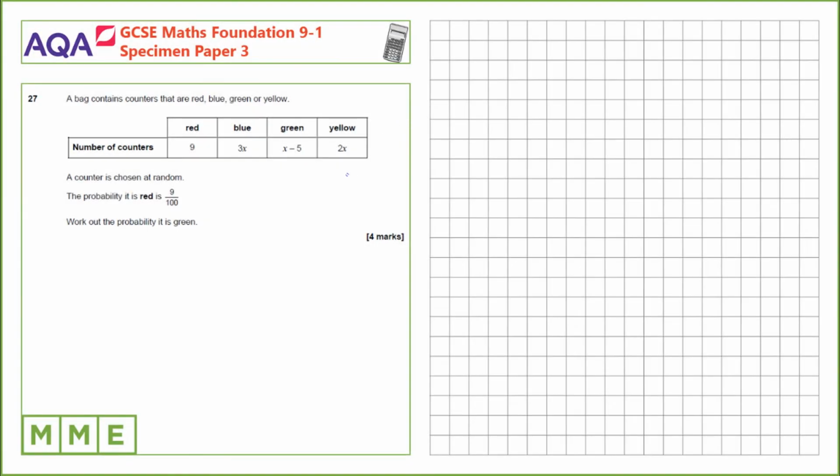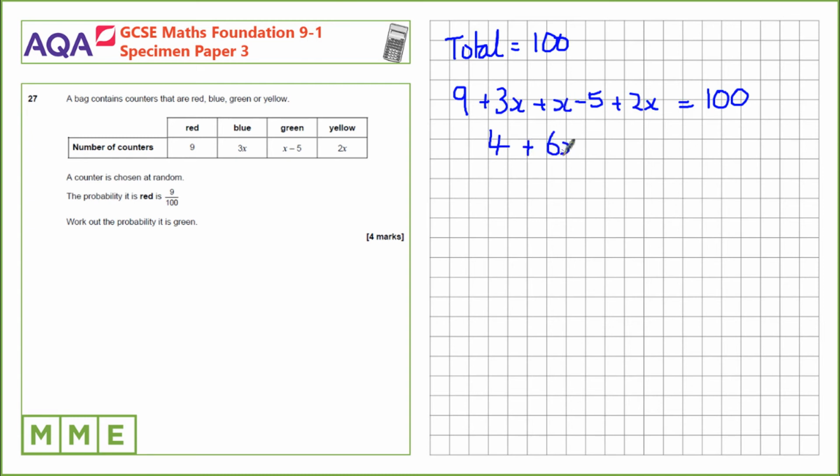Question 27. A bag contains counters that are red, blue, green, or yellow. A counter is chosen at random, and the probability that it is red is 9 over 100. Work out the probability that it is green. From this probability here, 9 over 100, we see that there are 9 red counters, and 9 is the top of this probability. That means the total number of counters is 100 at the bottom of the fraction. We can add up all of these to try and find x. So we have 9 plus 3x plus x, take 5, plus 2x equals the total 100. Let's gather up terms. So we have 9, take away 5, that's 4. 3x plus x plus 2x is 6x equals 100.